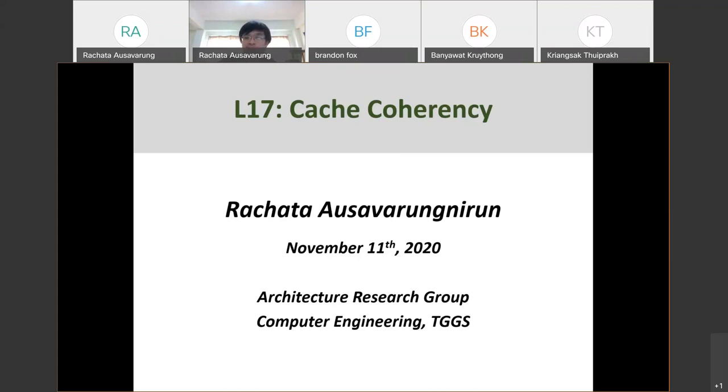Yeah, so I was kind of excited when I learned about this this morning. So today we'll talk about cache coherency.